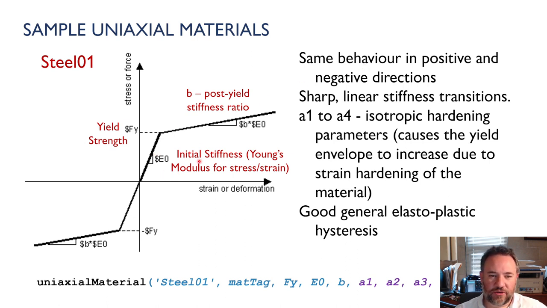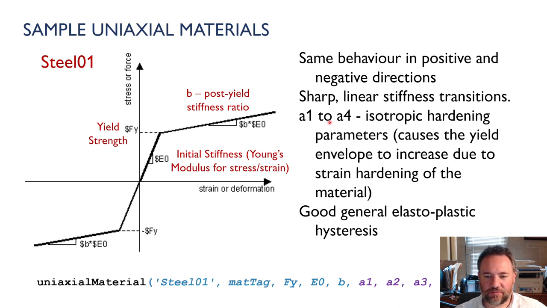Okay, now there are some other parameters for Steel01. Steel01 has the same behavior positive and negative, so we just define one Fy, and in tension and compression it's the same. This is a simple model in that it has very sharp stiffness transitions. We have an initial stiffness that transforms immediately into a post-yield stiffness. Of course, most materials don't behave ideally like this, but this is an easy one to calculate. It's efficient, it's fast, so there are a lot of applications for material models like this.